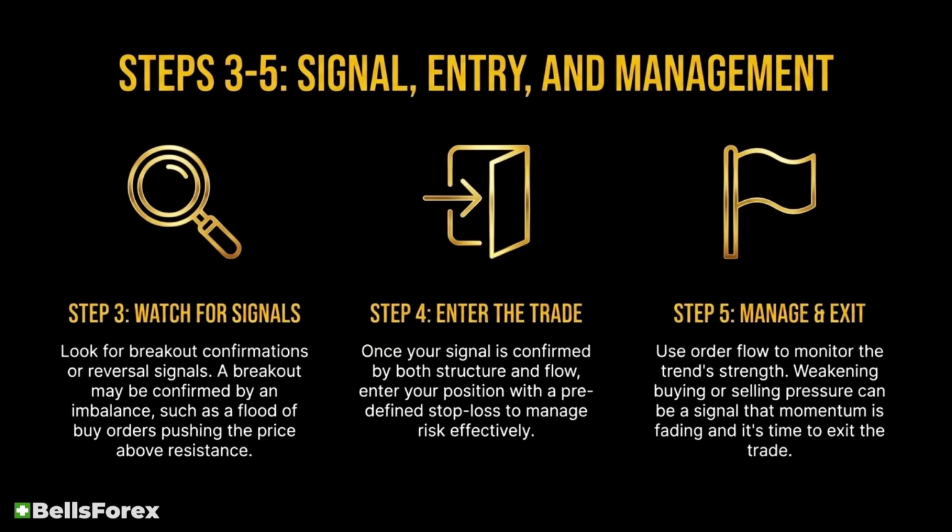So you only execute after the price has cleared the level and the order flow has confirmed it. Then you place your stop loss just behind that newly confirmed structural level, protected by that liquidity you saw. And finally, step 5, and people forget this one: exit the trade. You don't stop watching the flow once you're in the trade. You constantly monitor for exhaustion.